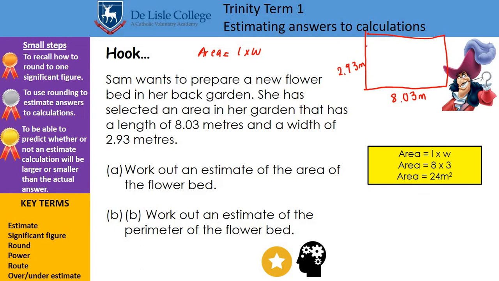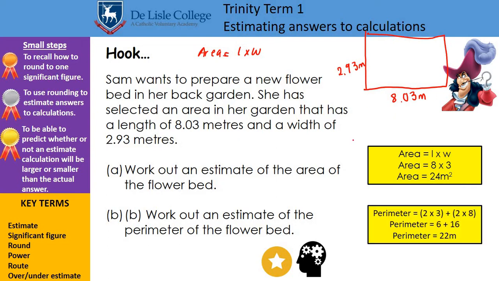We should know that perimeter is when you add up the distance around the outside. So we do 2 lots of 3 to represent the 2 lots of 2.93 and 2 lots of 8 to represent the 2 lots of 8.03. So you end up with 6 plus 16, which is 22. If you've looked at that and thought, I'm completely unsure what you've done there, miss, you can go back and look at this and have another go at the end, maybe without the answers on, once we've been through today's lesson.